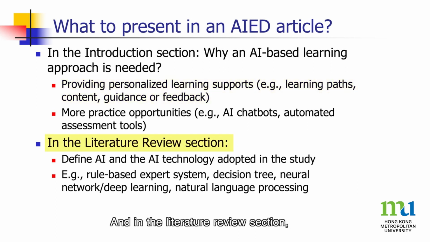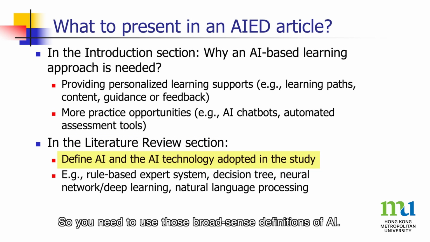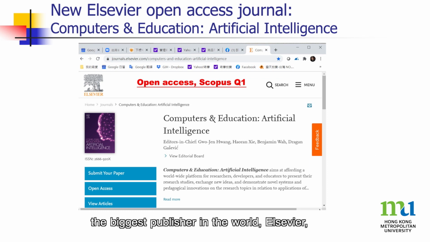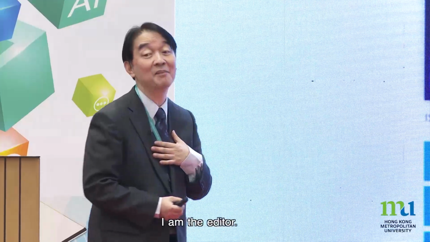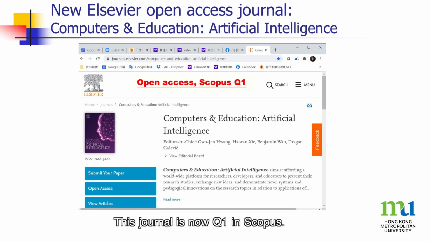And in the literature review section, we need to define what AI is in your study. So you need to use those broad sense definitions of AI. And I would like to briefly tell you that the biggest publisher in the world, Elsevier, has published a new journal called Computers and Education: Artificial Intelligence. I am the editor-in-chief of this journal. This journal is now Q1 in Scopus, and we are trying to apply for SSCI, but I think it takes time.